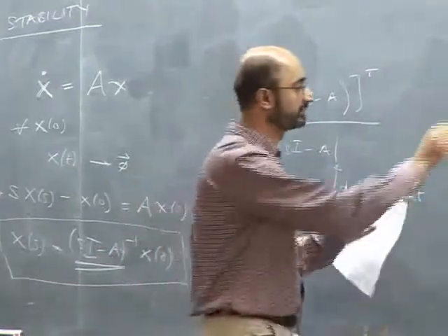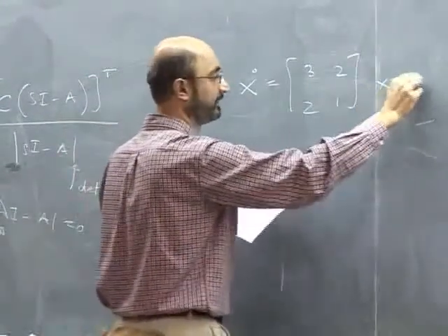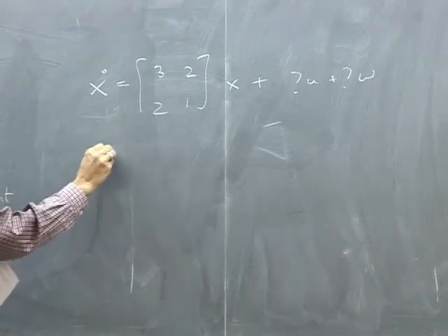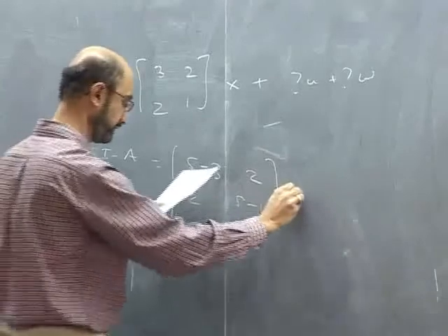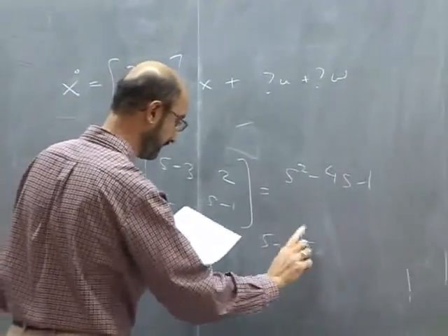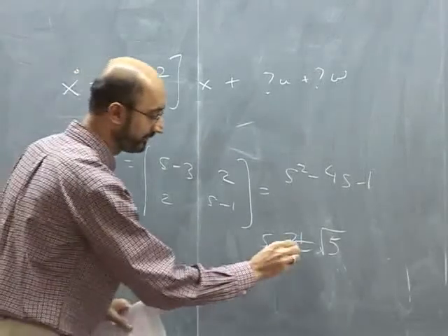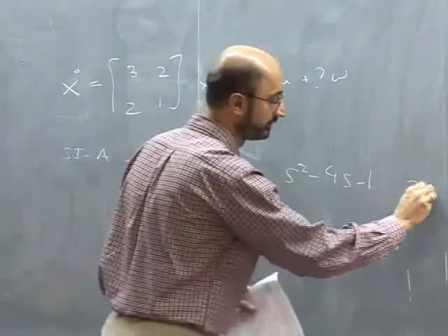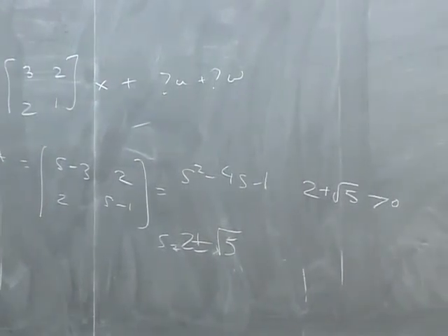And so I'm just going to quickly do the homework example, because there we had x dot equals [3, 2; 2, 1] x plus something u plus something w. The u and w don't really matter. All we care about is this. So if you write sI minus A, you basically get [s minus 3, 2; 2, s minus 1], which turns out to be s squared minus 4s minus 1. And the roots are going to be s equals 2 plus or minus square root 5. And 2 plus square root 5 is obviously a positive real value, and so it's unstable, because 2 plus square root 5 is greater than 0. And when you have that, then you're basically out of luck. So this system is therefore unstable.